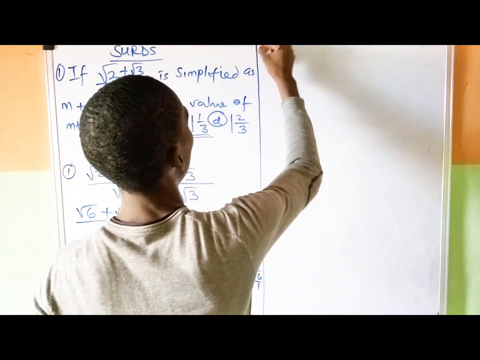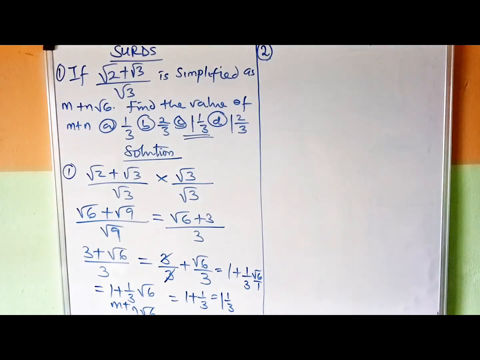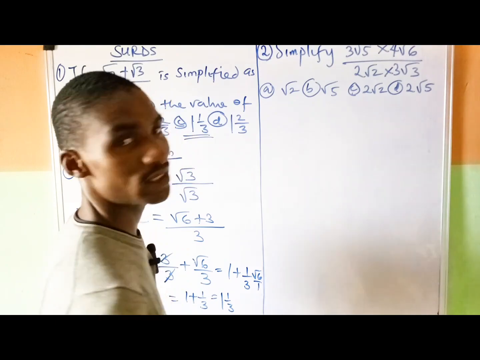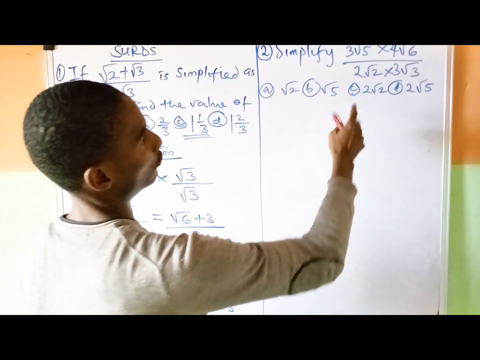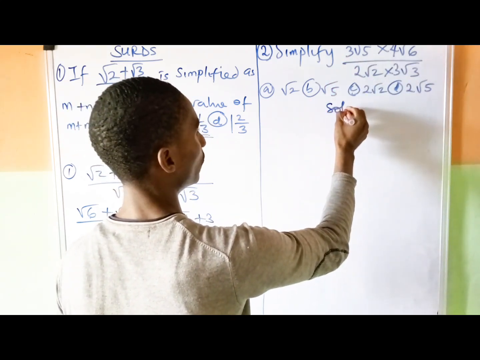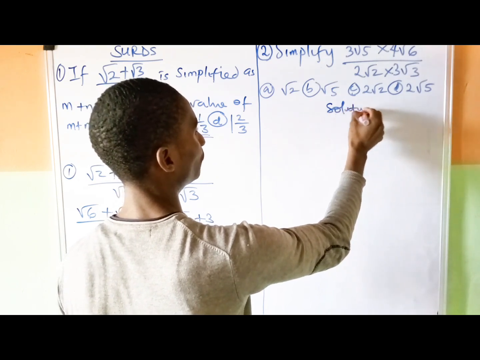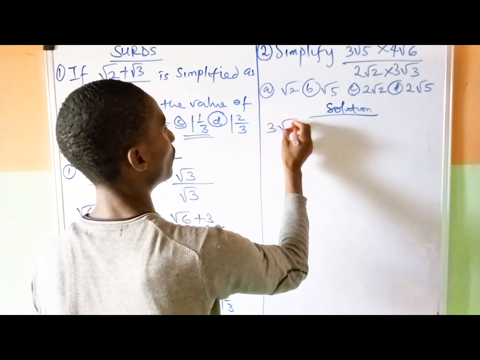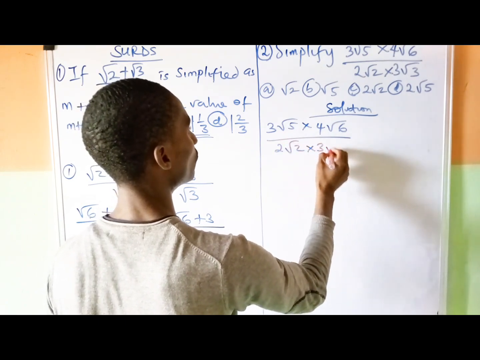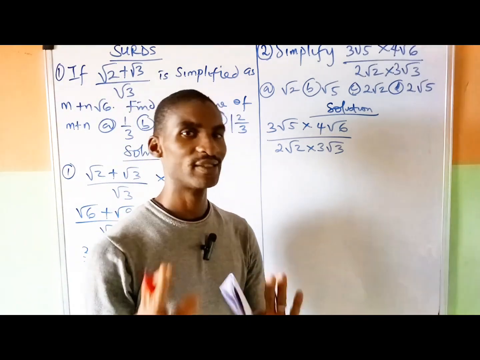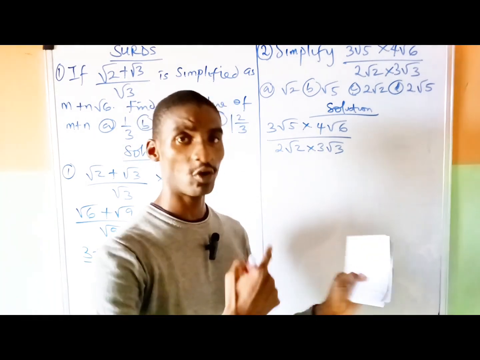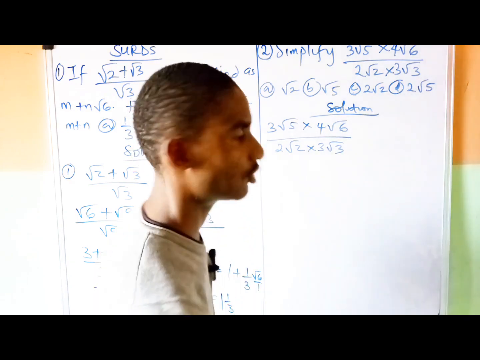Now let's look at the second question. 3 root 5 multiplied by 4 root 6, divided by 2 root 2 multiplied by 3 root 3. So how do we answer this question? According to the laws of surds, solution. So let's write it out: 3 root 5 multiplied by 4 root 6 divided by 2 root 2 times 3 root 3. For each of these questions, you can take your time, try to solve the question, and then look at what I've done and compare to see if your calculation was correct.